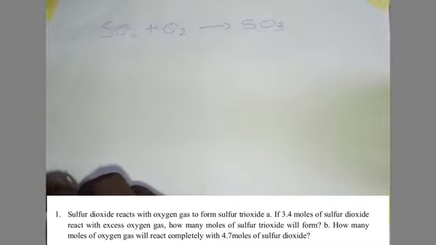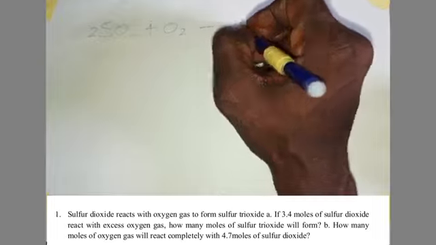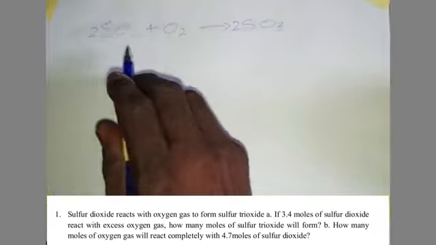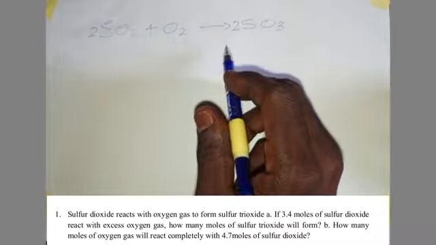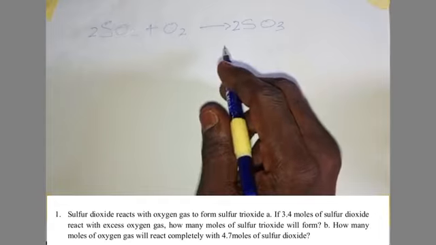So to balance this equation, we are going to add a 2 as a coefficient here and a 2 as a coefficient here. From here, we can see that the equation is now balanced. For more details on balancing of chemical equations, do well to check out my previous videos on balancing of equations, as can be found in the description.